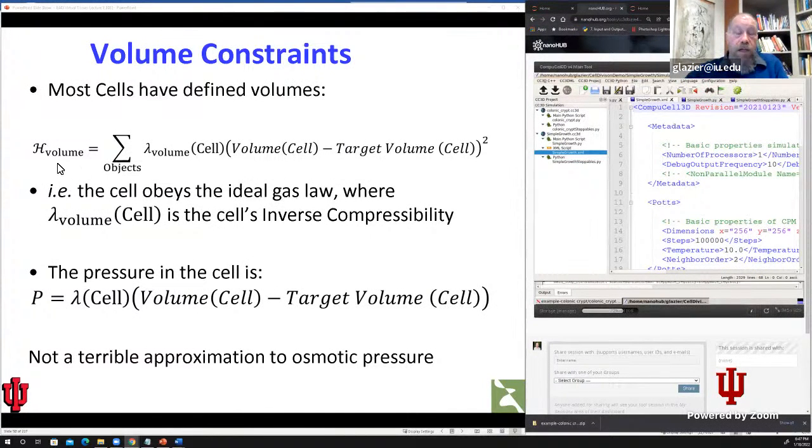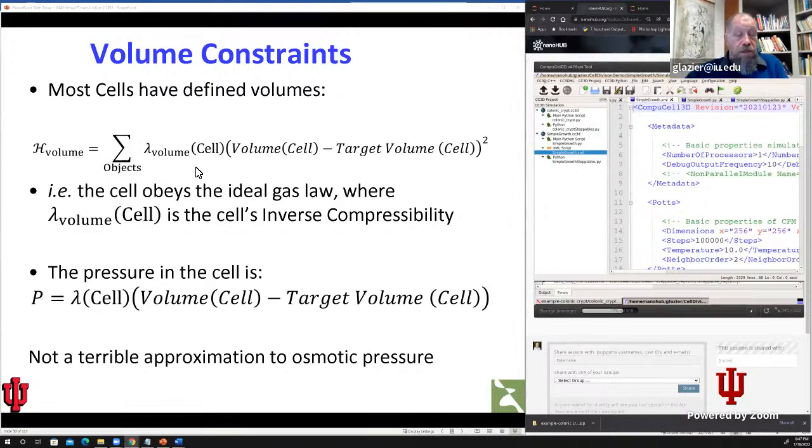And so we're going to write H volume, the effective energy from the volume, as a sum over all of our cells of the strength of the constraint, lambda volume. That could be different for every cell, although typically we won't do that. It multiplies the current volume of the cell minus the target volume of the cell, quantity squared.